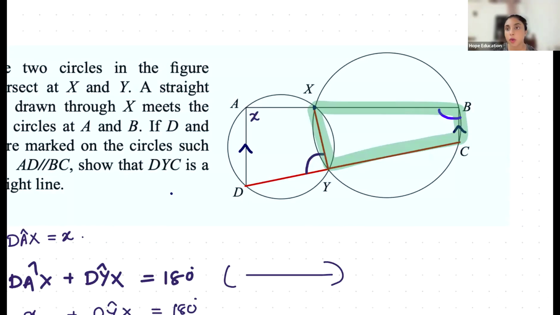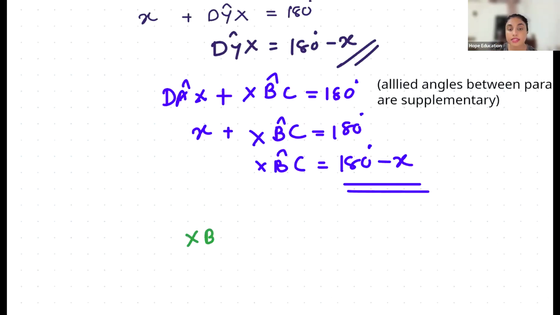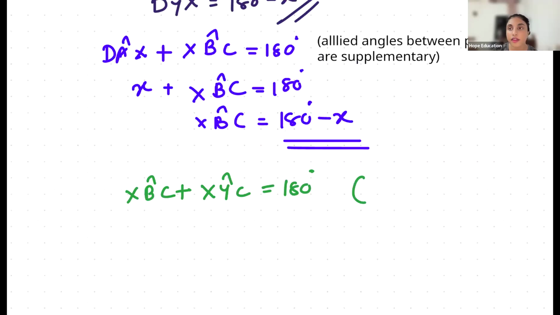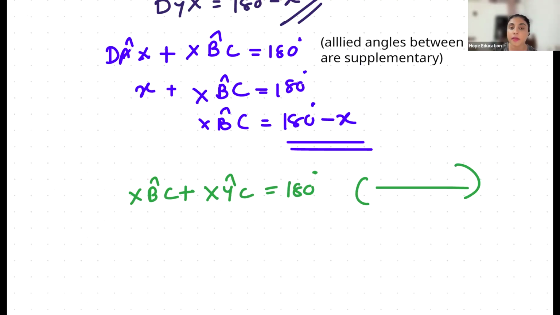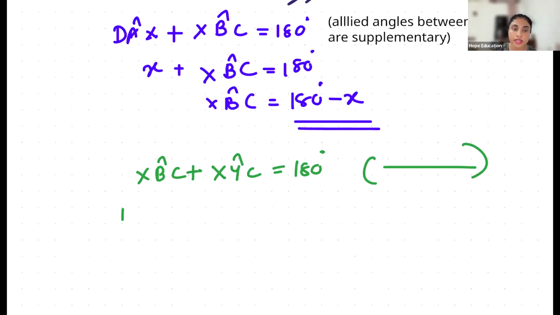Okay. So XBCY. Opposite angles are again supplementary. XBC and XYC add up, it should be 180. So XBC plus XYC equals 180. That is the reason: opposite angles of a cyclic quadrilateral are supplementary. Now I said XBC is 180 minus x. So instead of XBC I write 180 minus x plus XYC equals 180.